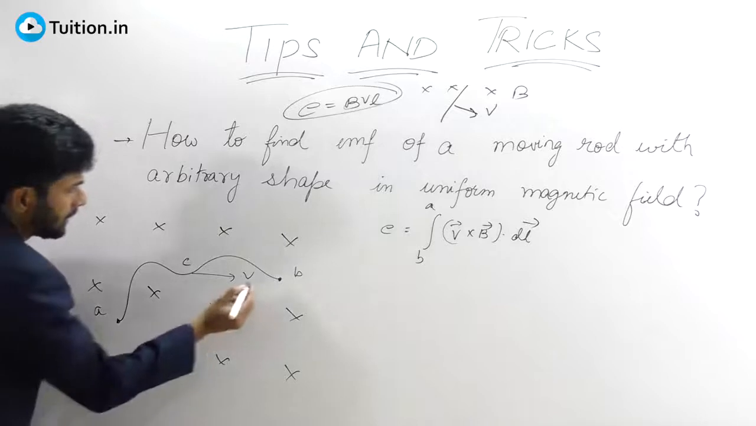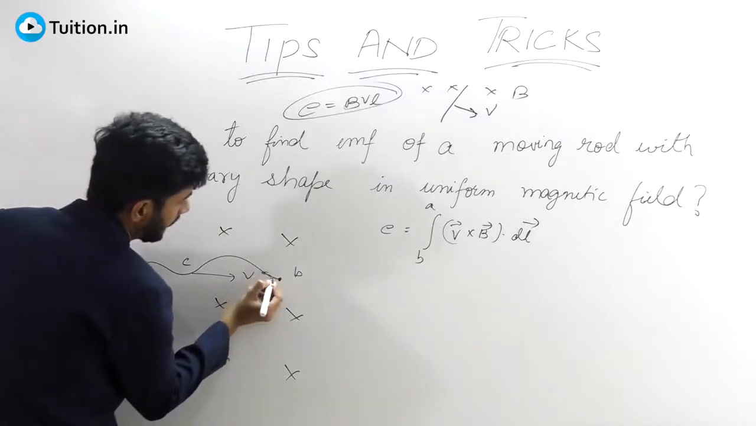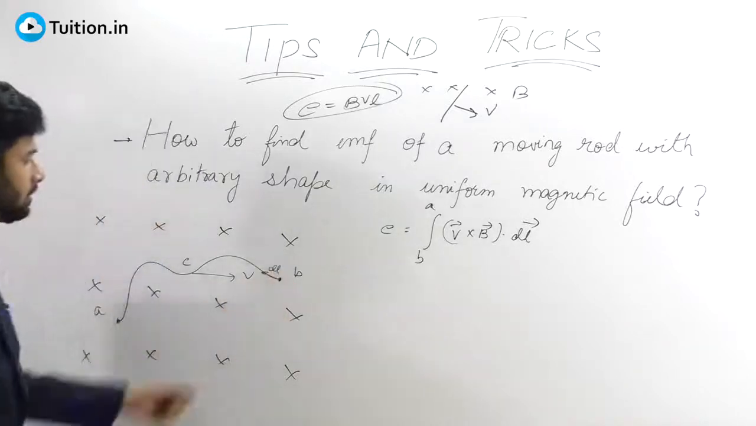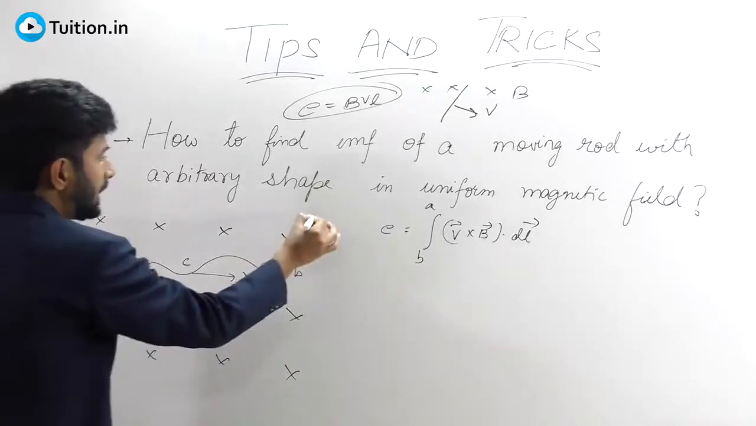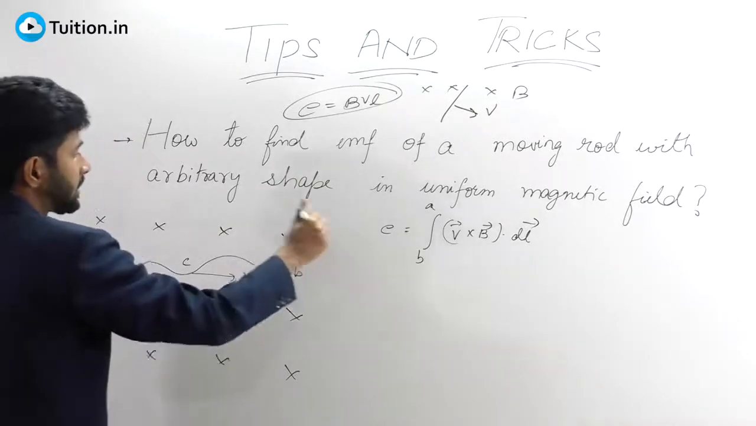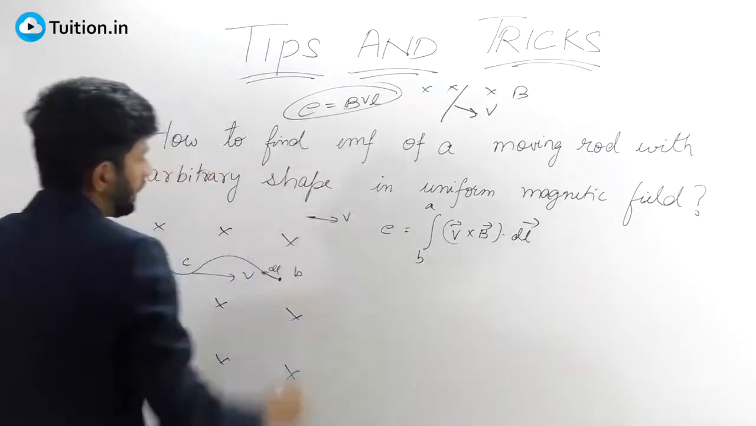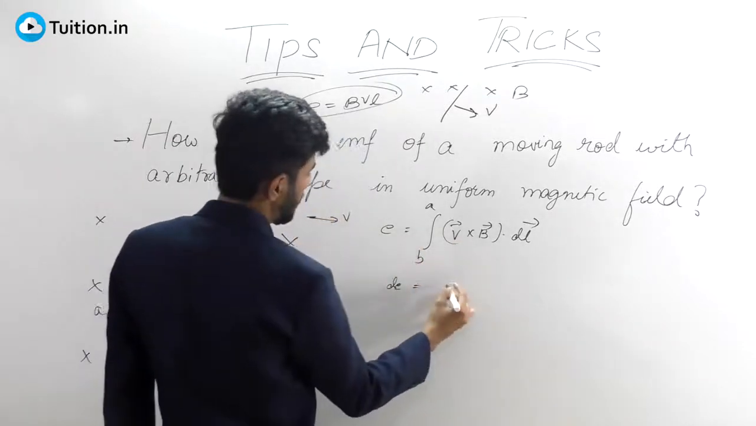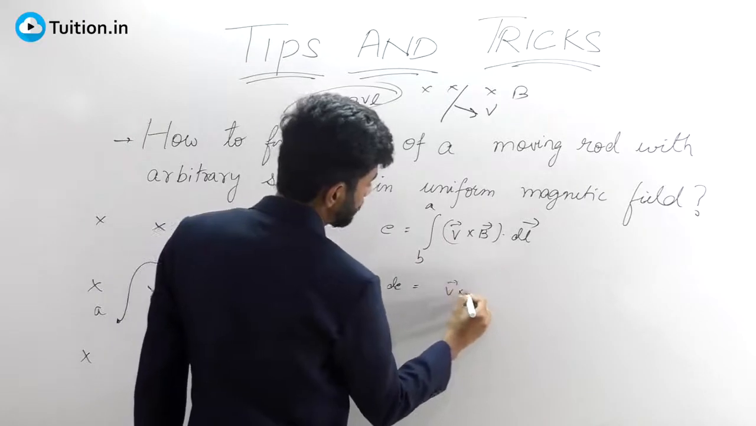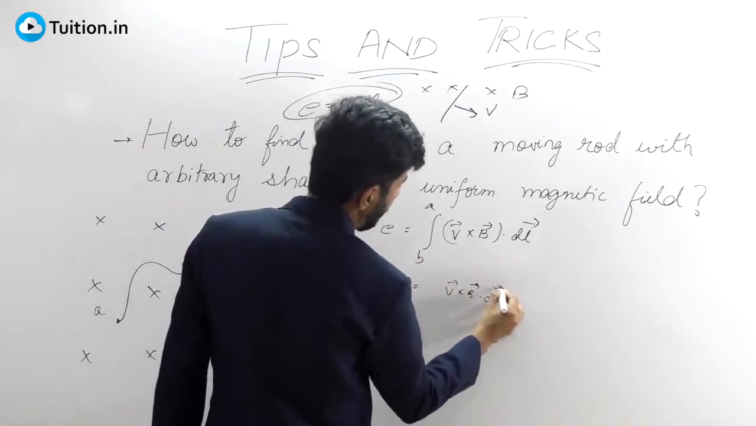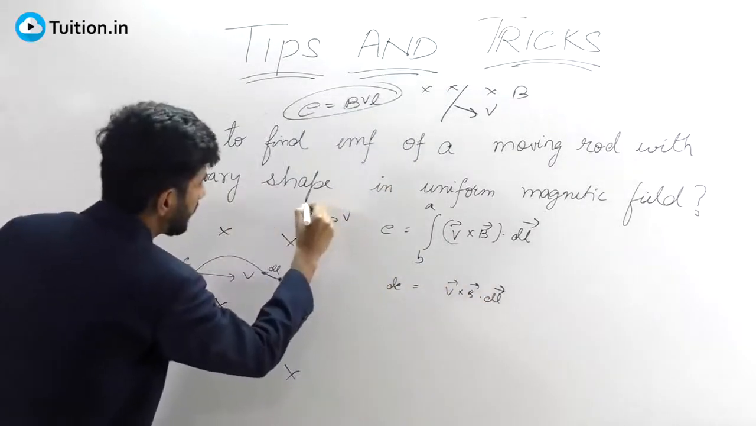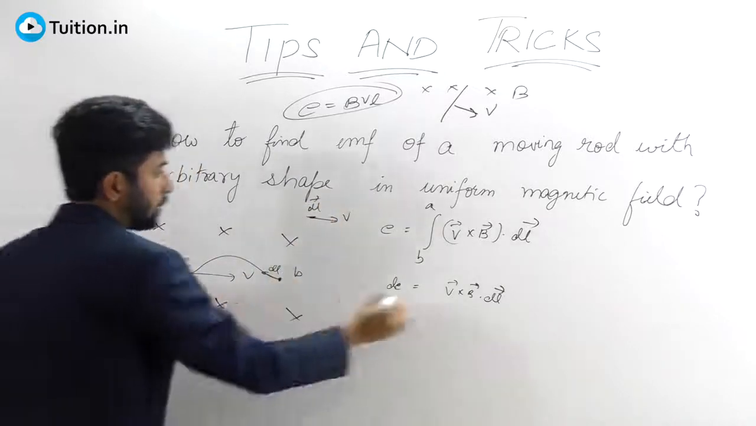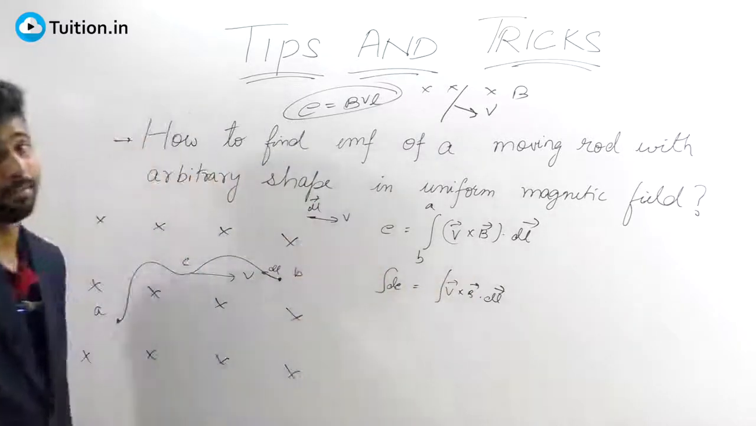So what you will do is actually you will take some length dl, right? In this particular direction, you will take some dl length. Now dl is a very small rod moving with some velocity v, right? Then you will calculate the small EMF in that using this particular formula, v bar cross B bar dot dl bar for that small dl length, right? And then from A to B, you will integrate that to get the net EMF, right?